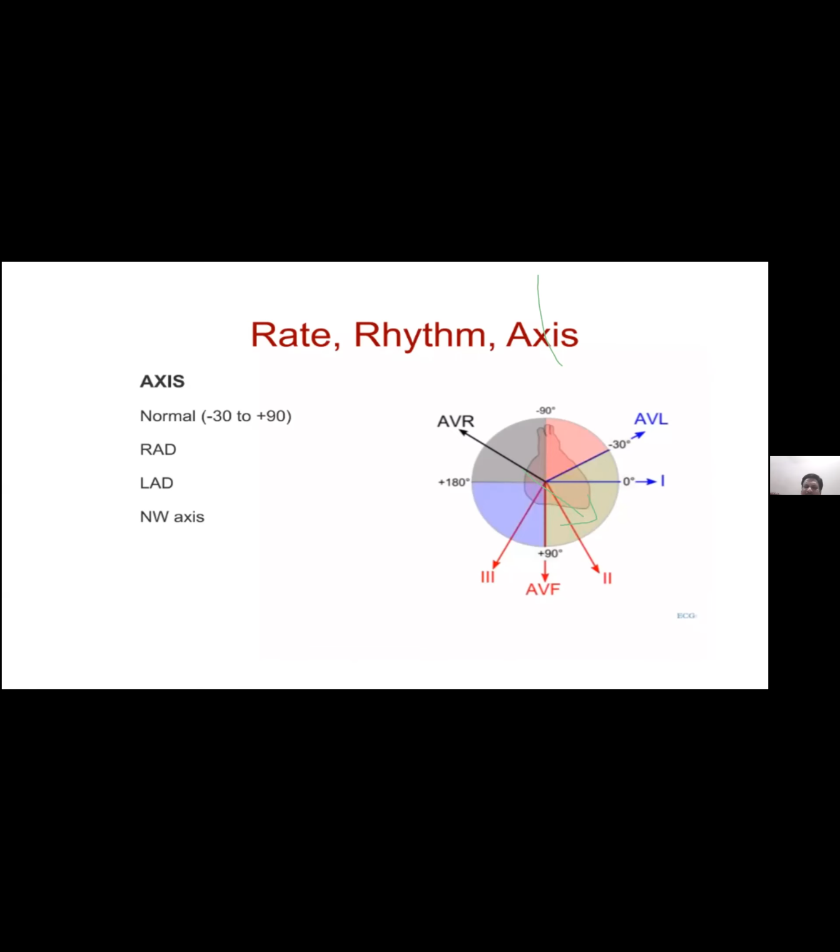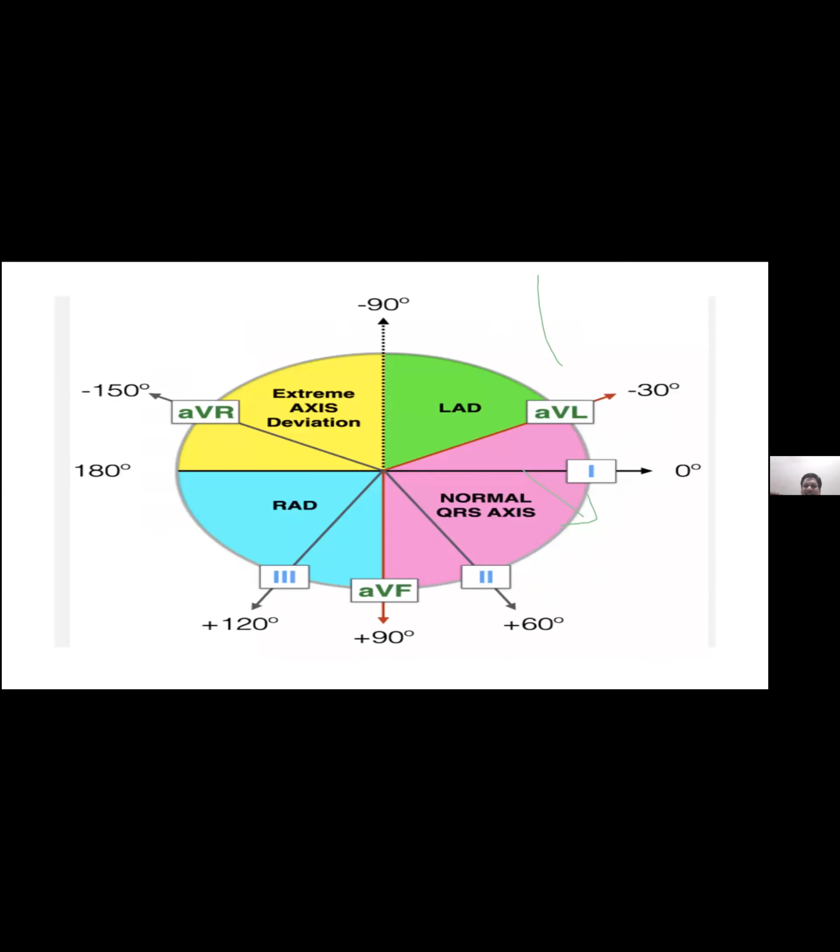Sometimes you will have right axis deviation or left axis deviation. So what are right axis deviation and left axis deviation? Now you see where exactly the normal axis is. I am differentiating with color. See here, the normal axis most of the time is between 30 and 60 degrees, and sometimes it can extend up to plus 90 and minus 30. This will be the normal axis. The heart is lying like this in this plane, obliquely.